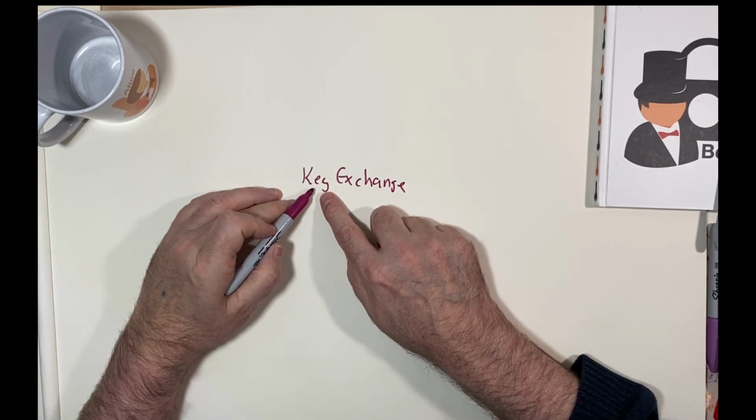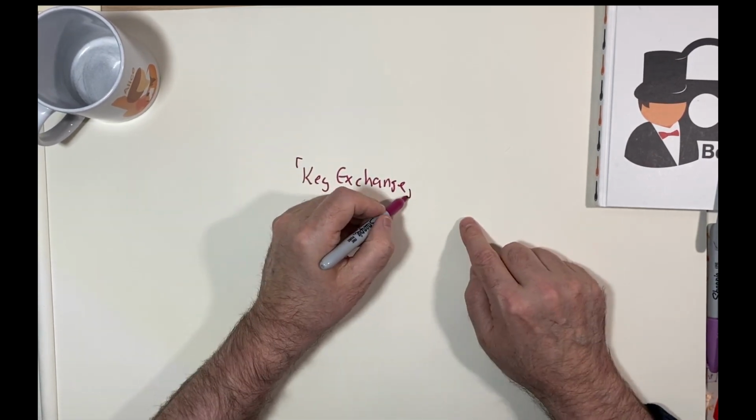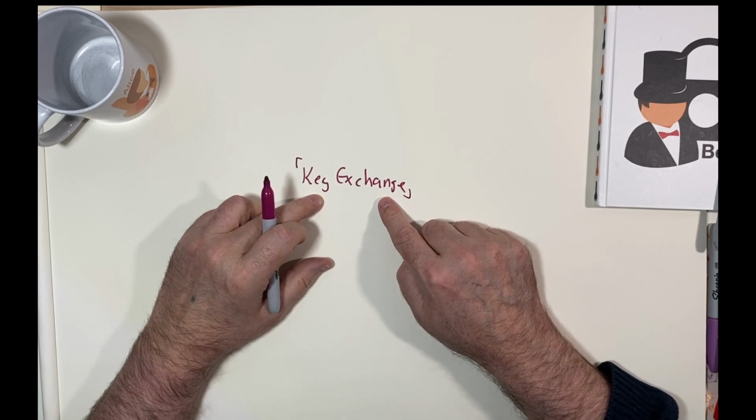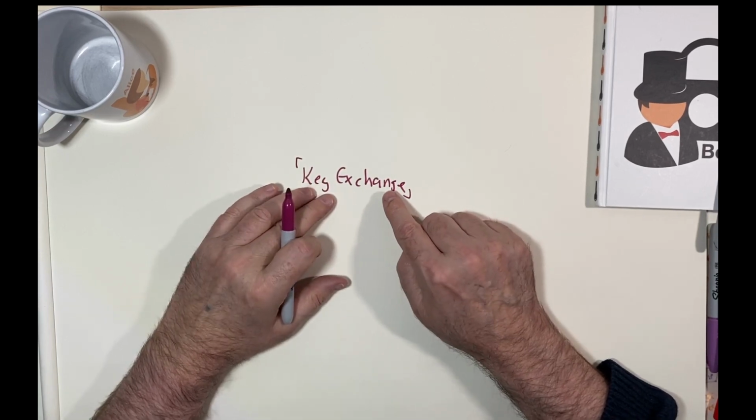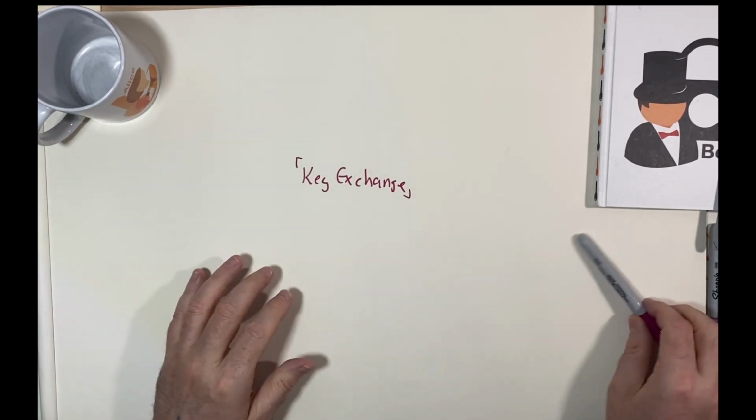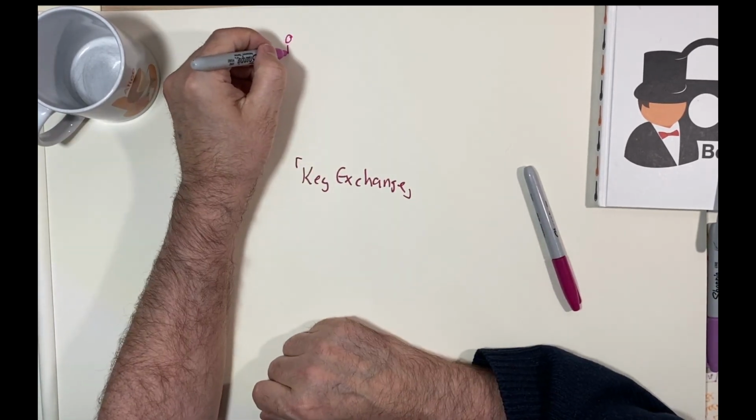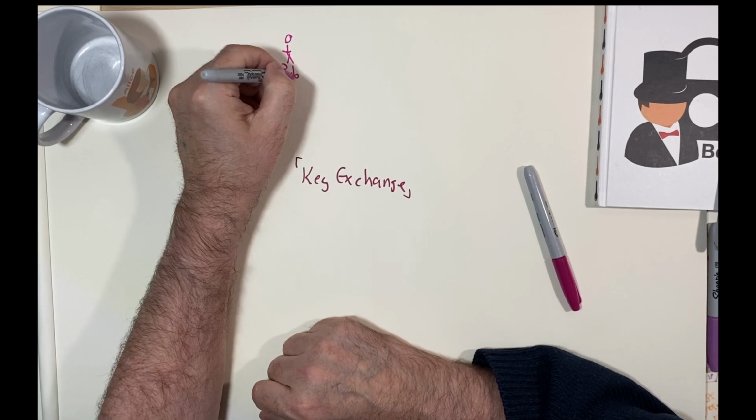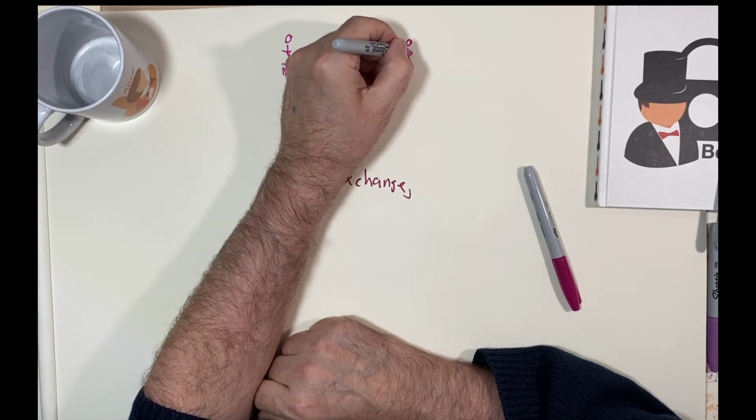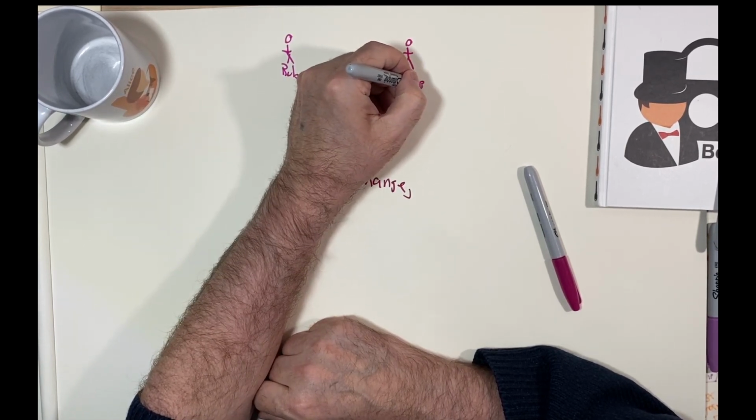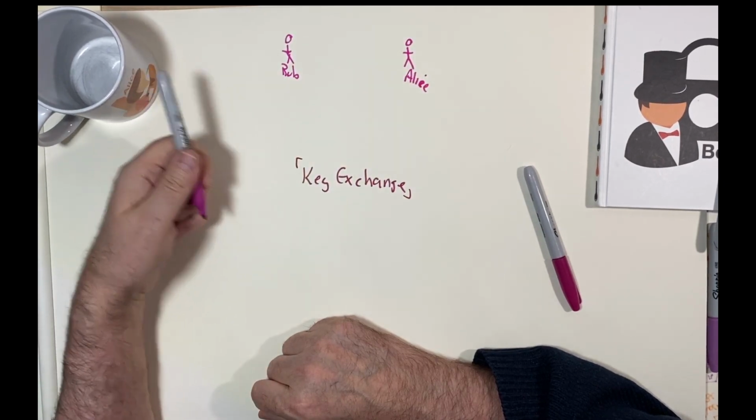Okay, so let's look at key exchange. And this will focus on how we get an encryption key from Bob to Alice. Okay, so here's Bob and here's Alice. Alice and Bob.